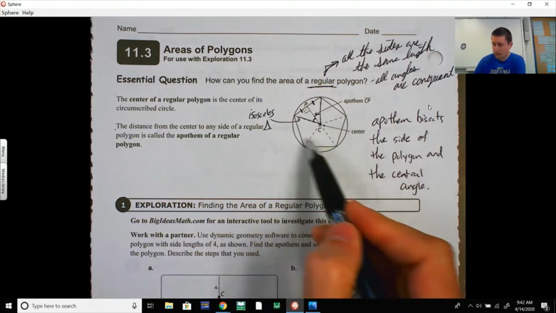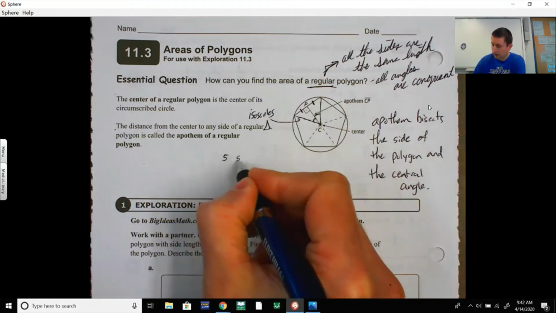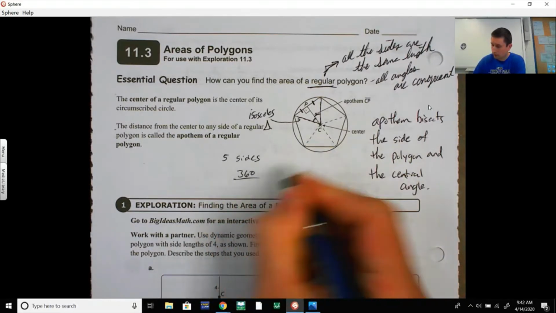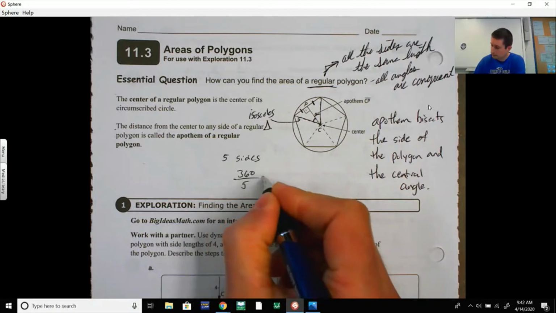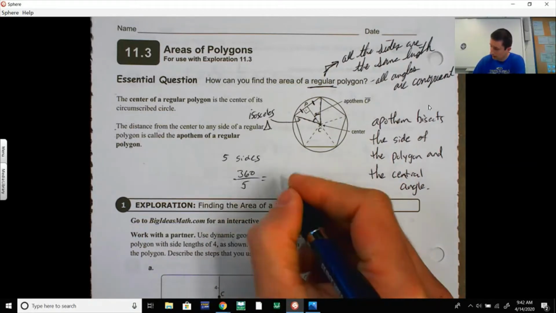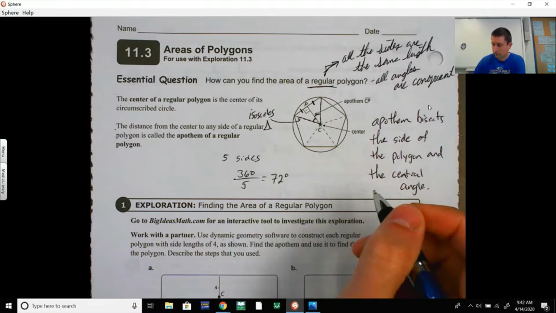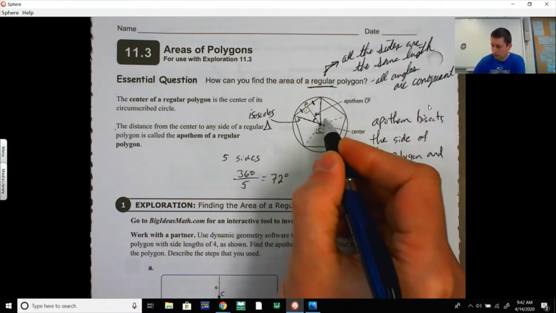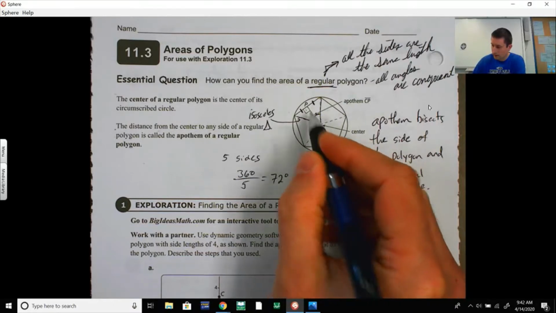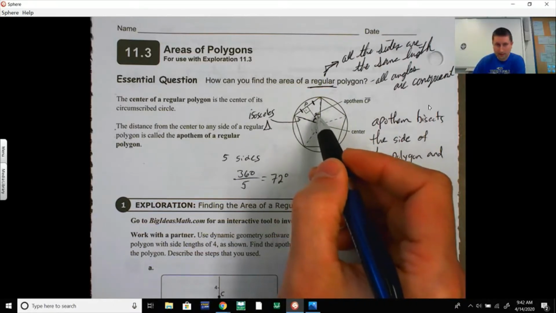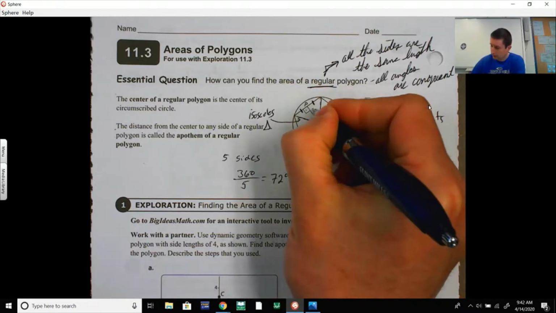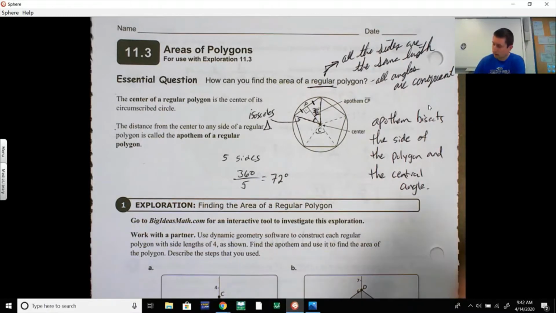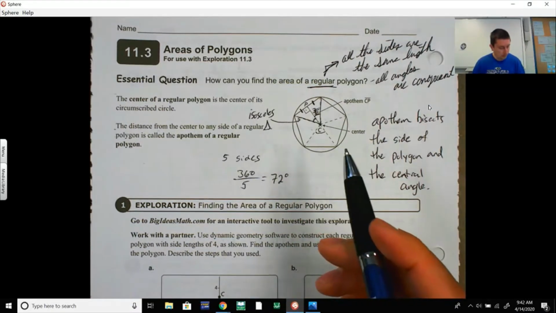We have a pentagon, so we have 5 sides. That means each of these have to be the same. So if I take 360 degrees for the whole circle and divide by 5, I get 72 degrees. That means this big angle here is 72. So 72, 72, 72, 72, 72. If you draw the apothem, it's going to bisect that and make it into a 36-degree angle. And you can figure that out. That's going to be kind of the first part of what you're doing. So 36 and 36.